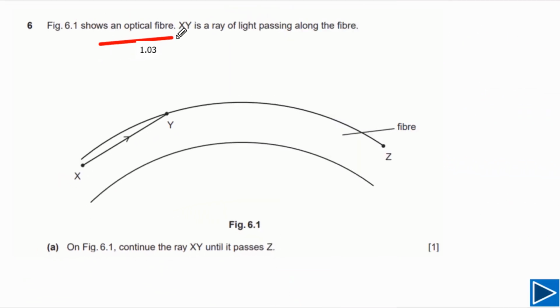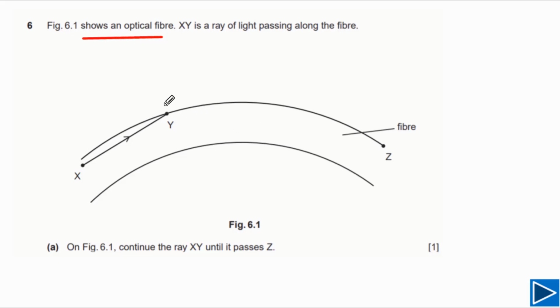This question is about optical fiber, and it is based on the concept of total internal reflection. Total internal reflection simply means that light will be totally internally reflected, meaning it will reflect in the same medium, and light will not be able to escape the medium if the angle of incidence is greater than the critical angle of the medium. The second condition is that light has to travel from a denser to a less dense medium.